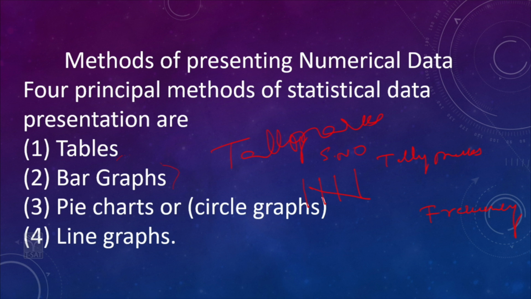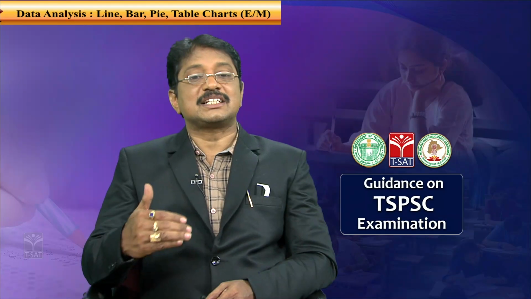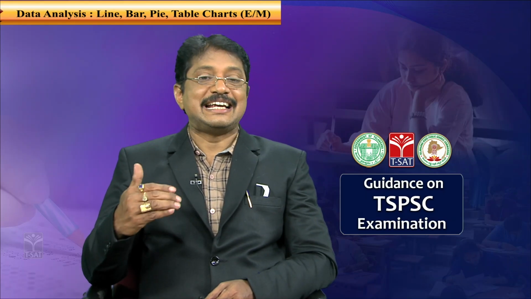Now coming to the next one, pie charts. In a pie chart, the circle is divided into sectors, and the data is represented in terms of sectors. That representation we call a pie chart. The next one is line graphs. Line graphs include the frequency curve, frequency polygon, cumulative frequency curve, or ogive curves. Ogive curves means less than cumulative frequency curves and greater than cumulative frequency curves. We will discuss all these four in a detailed manner.